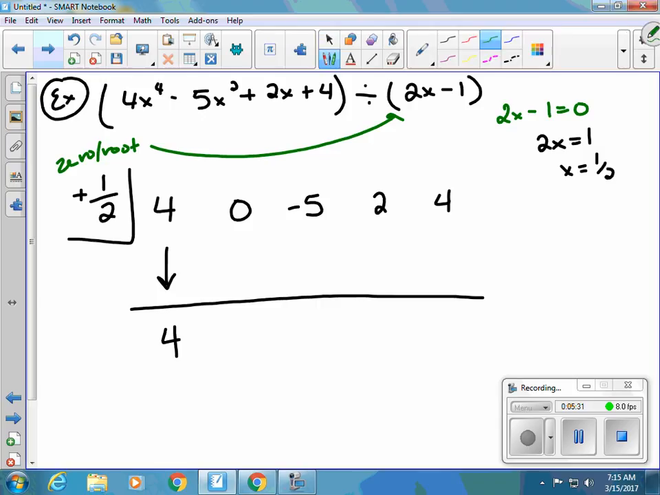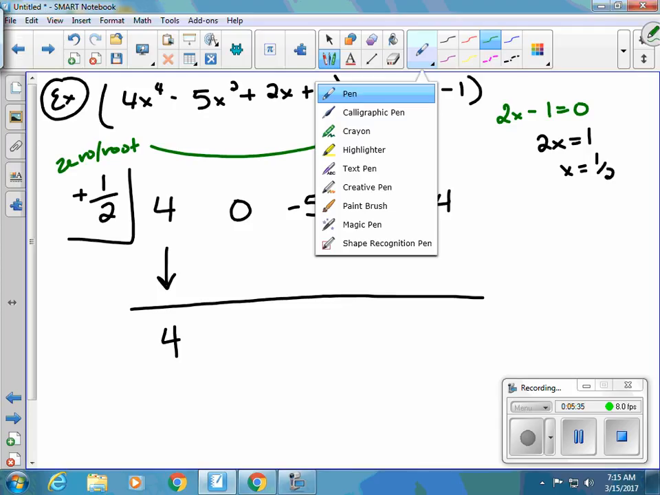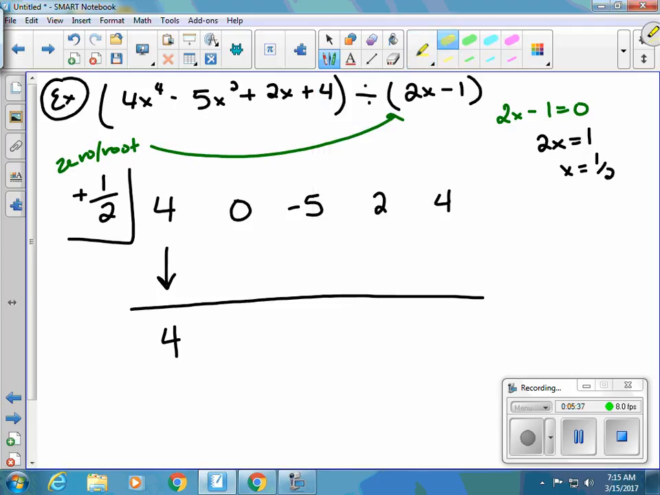I'm not going to show all that pattern stuff. I mean, I'll do it once, but I think it gets a little bit redundant here. So we've got 4 times a half is going to give us this number here. 4 times a half gives us 2. We're going to add these together. We get a positive 2 there.